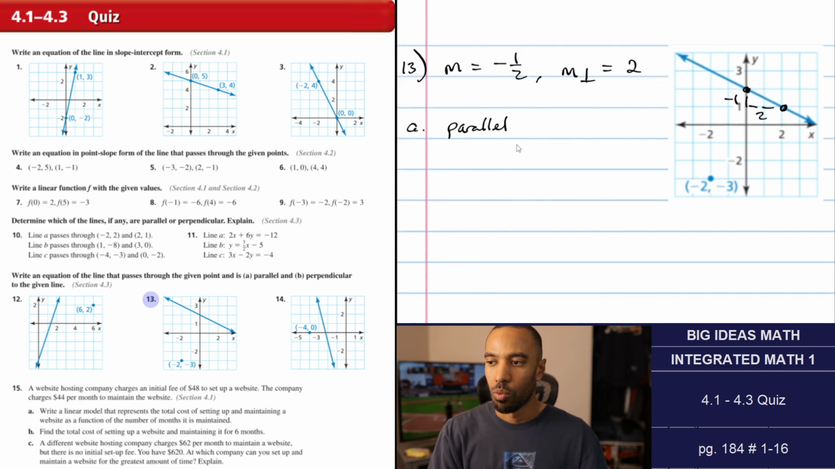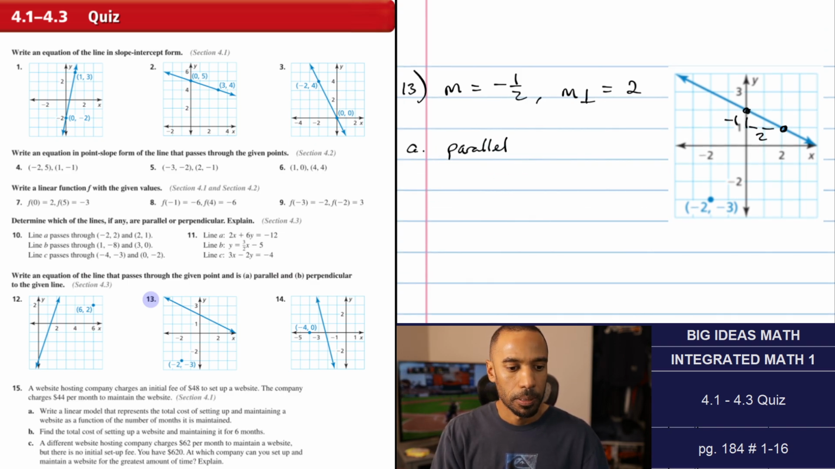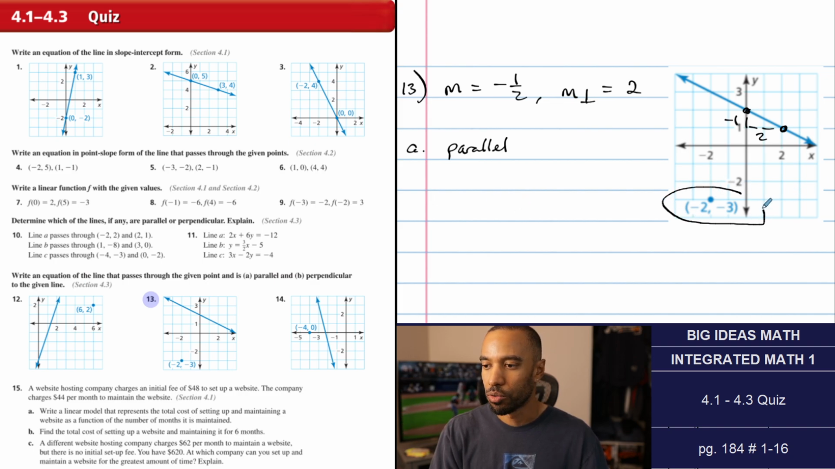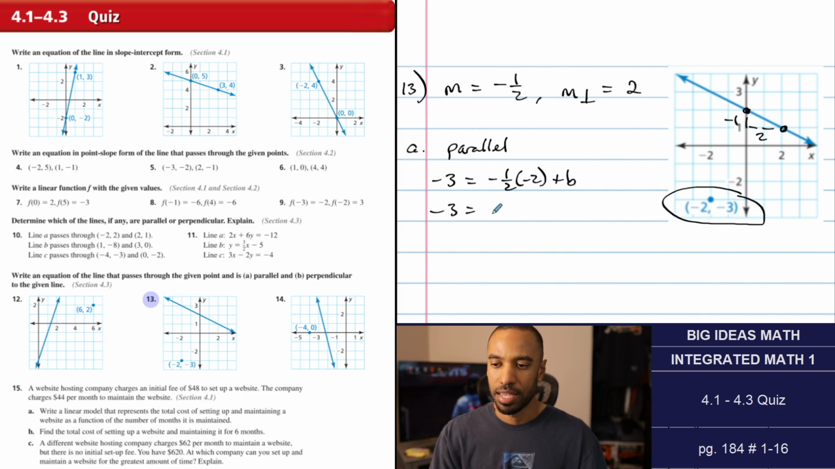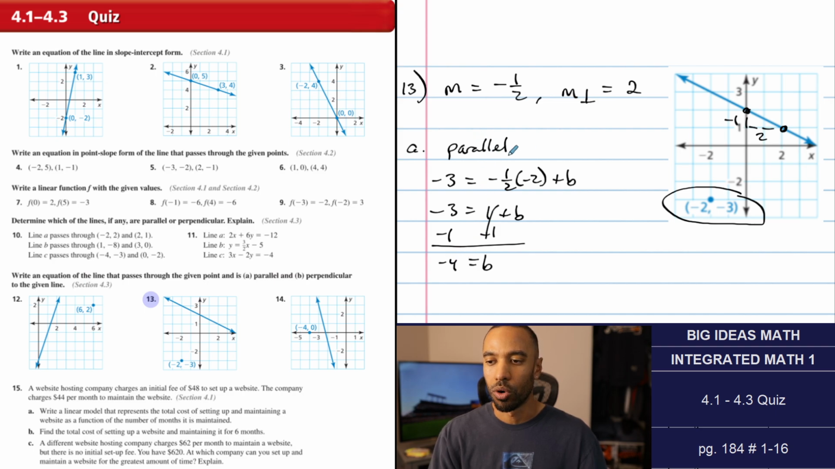We're going through the point negative 2, negative 3. So I'm going to substitute negative 3 for y. We have the negative 1/2 here, times negative 2 for x plus b. Negative 3 is 1 plus b, and subtract 1, we get a b value of negative 4. Remember what we're doing with this, though, as well, right? We're going to write a new y equals mx plus b equation. y equals mx plus b, minus 4.